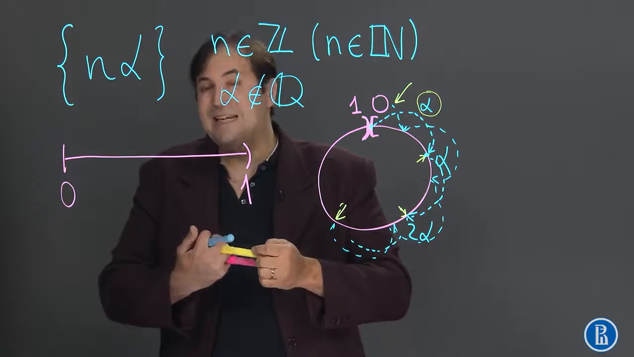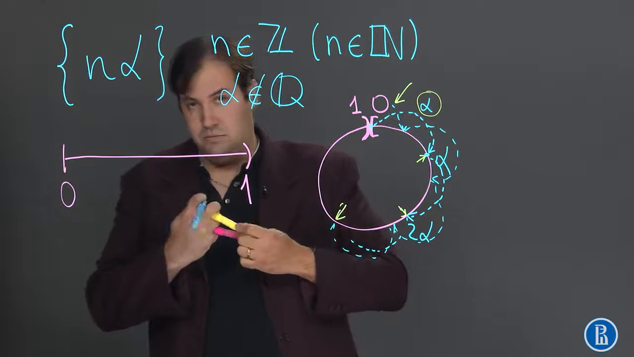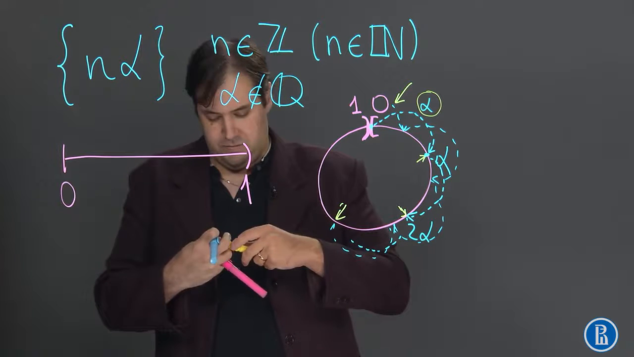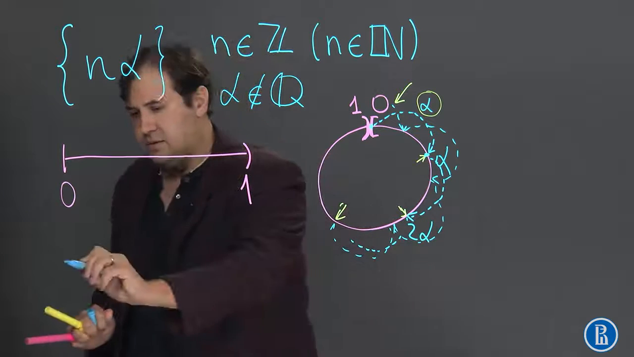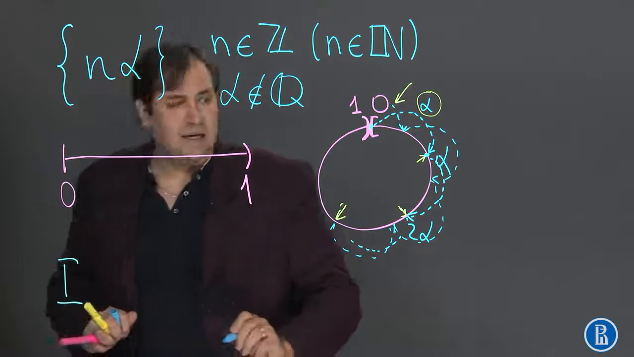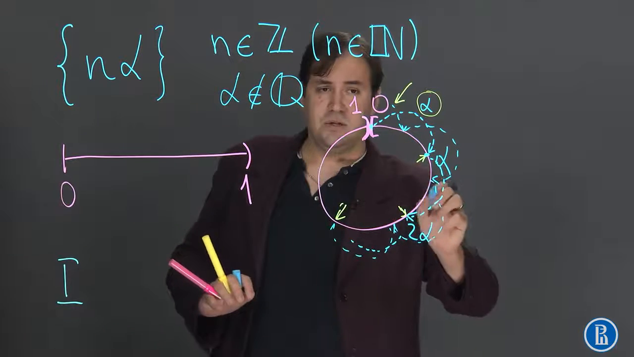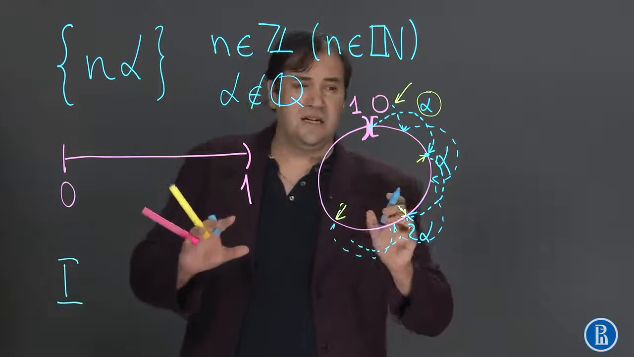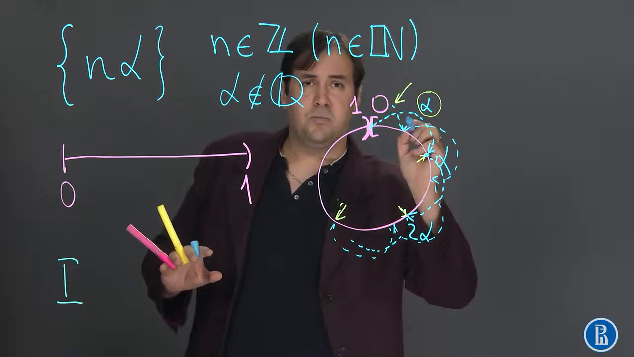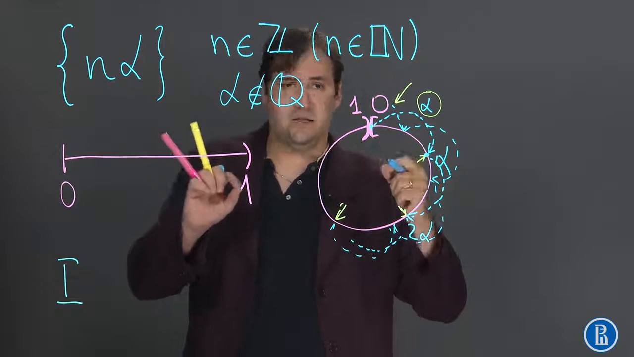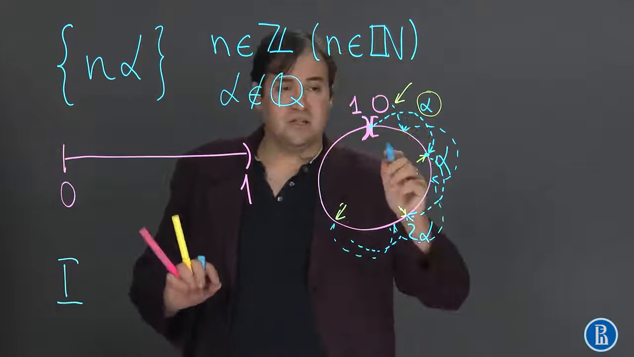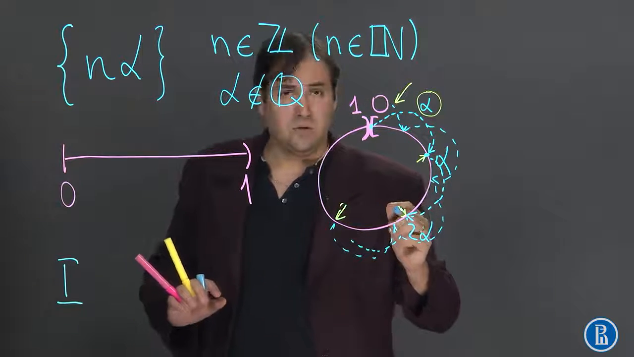So we will have several observations about these points. The first one of them is that all these points are different. So the grasshopper actually never returns to a point where he has already been. So all marked points are different. The grasshopper never returns. Why is this so?